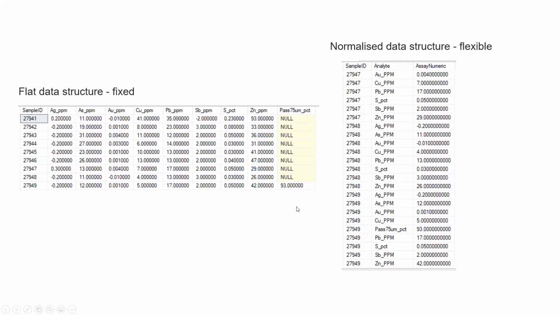And if someone comes up with a new attribute that they want to collect, they then have to change the data structure to make that fit. So I think what we probably should be thinking about is using a normalized data structure where you have multiple attributes against a particular item, and then you can collect those values against that. And that gives you the flexibility.